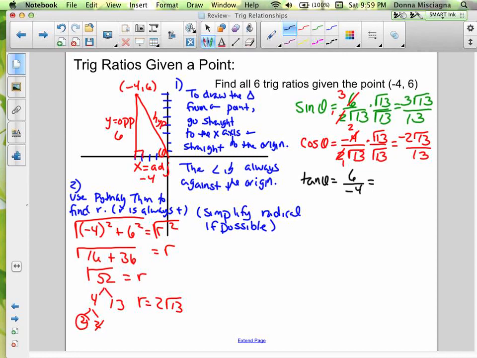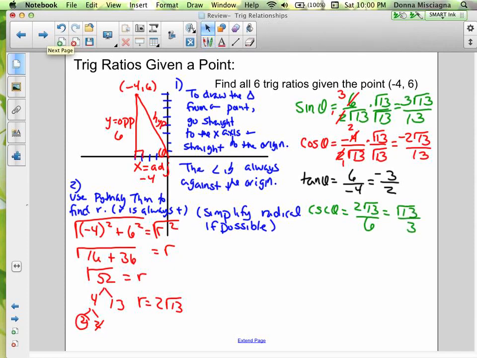Nice and easy, that just reduces. Divide them both by 2, and we have, and I'm going to put the negative in the numerator, negative 3/2, and we're done. Right, now let's find the reciprocal of sine, which is cosecant. So now we have the hypotenuse divided by the opposite side, right, and we can just reduce that 2 and 6. That's now going to be the square root of 13 over 3, and we're done.